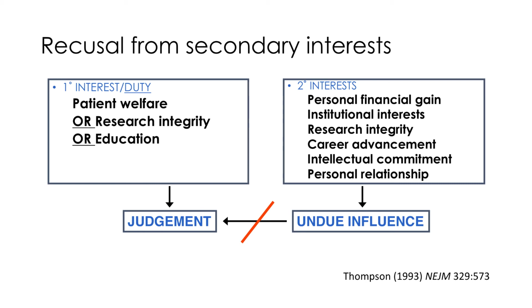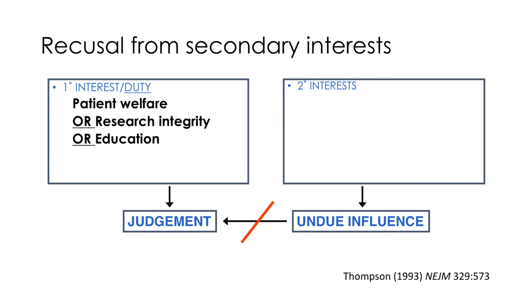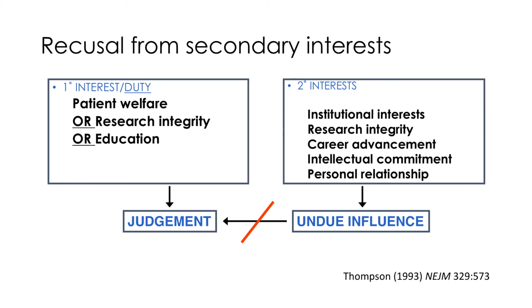A more effective approach might be to recuse oneself from secondary interests, which would eliminate the possibility of undue influence of those interests. This method is often used, especially in human subjects research, especially where potential for harm to patients is high. However, we cannot recuse ourselves from all secondary interests, such as personal relationships, making this a partial solution.